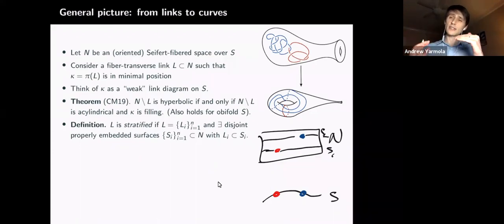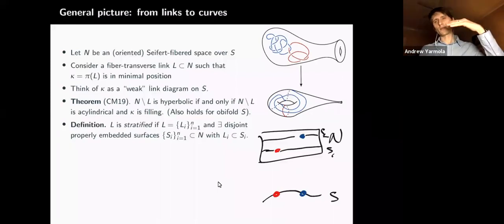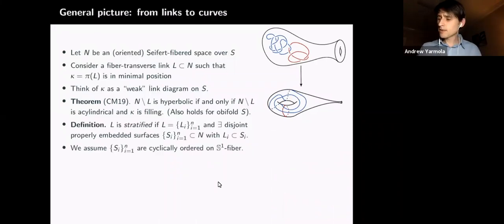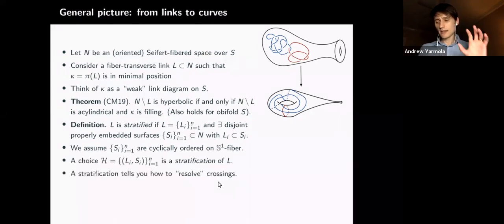There are going to be lifts that don't have this property, where you wind around a bunch around the fiber and you intersect in any possible way, and the surfaces don't behave nicely. And you should really think about this picture very much like those line fields on a surface. The flat picture is very, very useful. Now, once you have these properly embedded surfaces, you can just order them cyclically around the fiber. And such a choice of surfaces for the link is a stratifiable link. And we call this collection H a stratification. And the right picture is really that it's telling you how you want to resolve crossings on your surface.